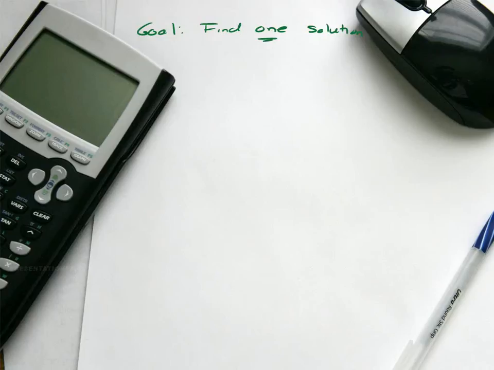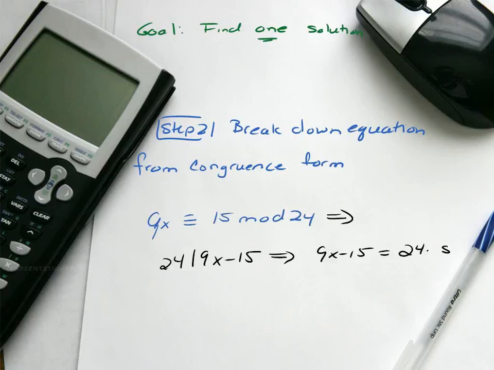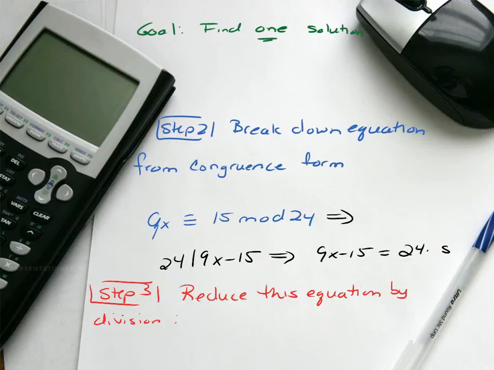Okay, your goal is to find one solution. Once you find one solution, you can find all the rest by adding a certain modulo. So you want to break down the original equation into congruence form. So this is 9x is congruent to 15 mod 24. And you want to reduce this equation by division. I took the 9x is congruent to 15 mod 24, wrote down the definition, and I get a linear equation: 9x minus 15 is equal to 24s. And that we know from when we were very little, you can divide a 3 out through the entire equation. If you're already caught up with me, just break it down further. Divide through by 3, and you see what you get.